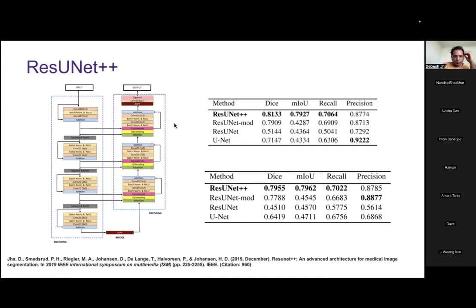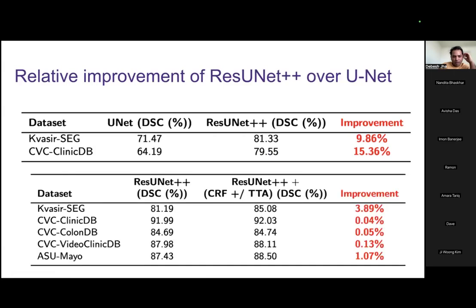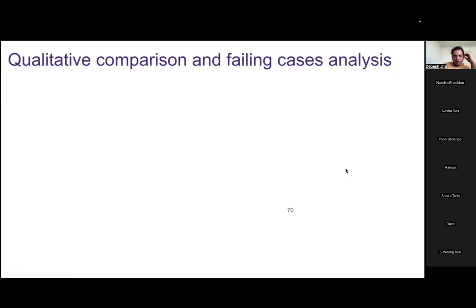And this was developed in 2019, and this architecture became quite popular. So this is an old citation, and it was state of the art, and it was mostly used for polyp segmentation as a benchmark. We further improved it by using TTA, test time augmentation, and conditional random field, and then we even improved the performance of ResUNet plus plus, and we showed it for different datasets, including a video polyp dataset, and we got a huge improvement.